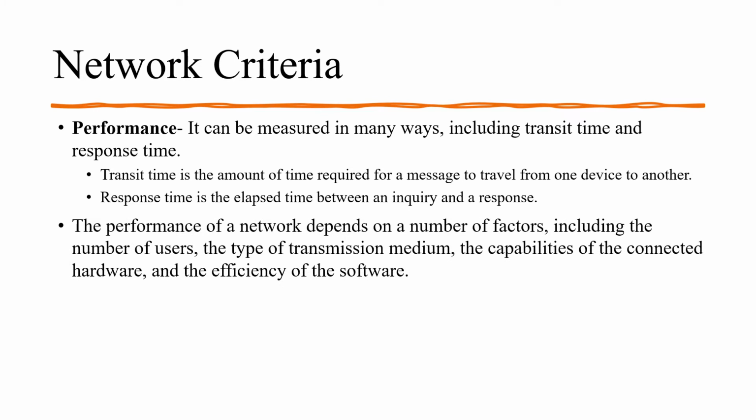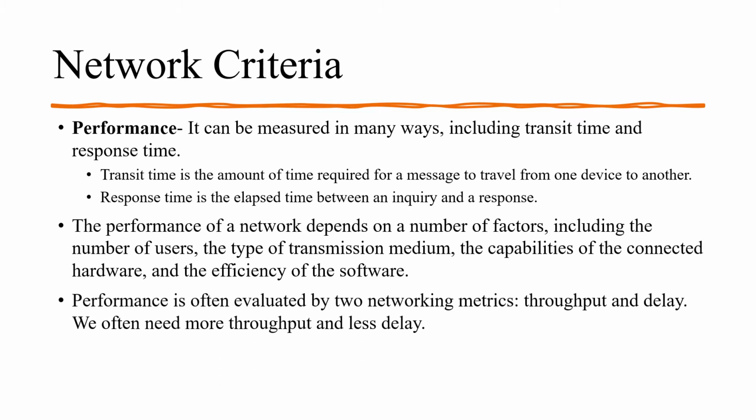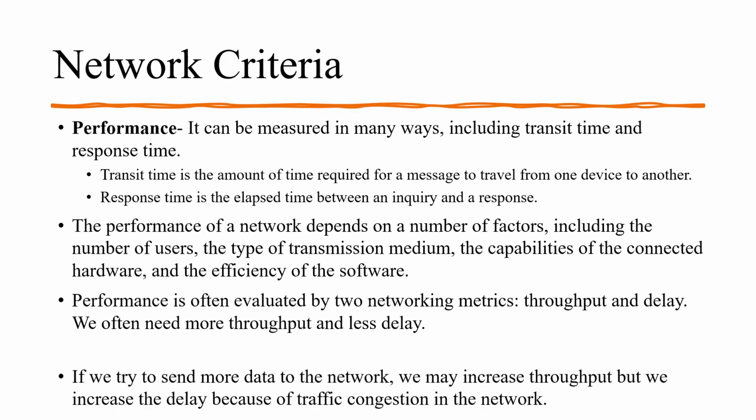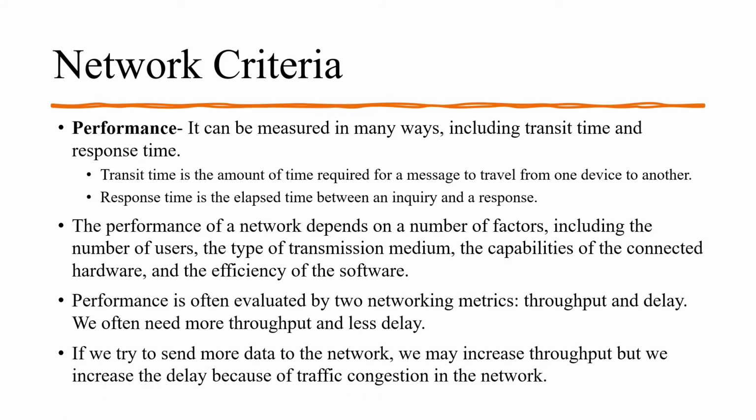The performance of a network depends on a number of factors, including the number of users using that particular network, the type of transmission medium being used, the capabilities of the connected hardware, as well as the efficiency of the software which is built in. Performance is often evaluated by two networking metrics, which are the throughput and the delay. We often need more throughput and less delay. If we try to send more data to a network, we may increase the throughput, but we increase the delay because of traffic congestion in that particular network.